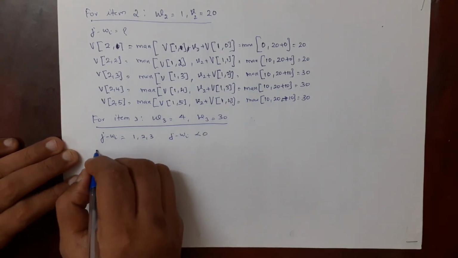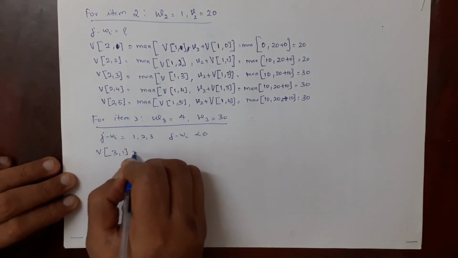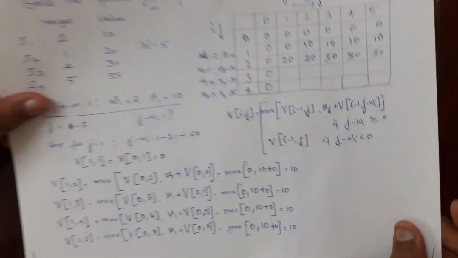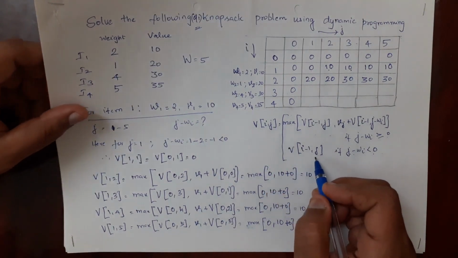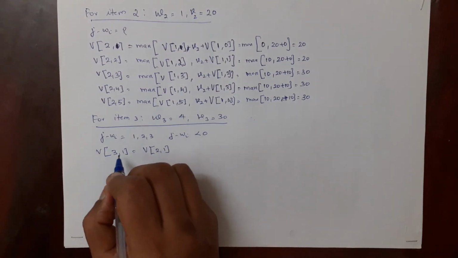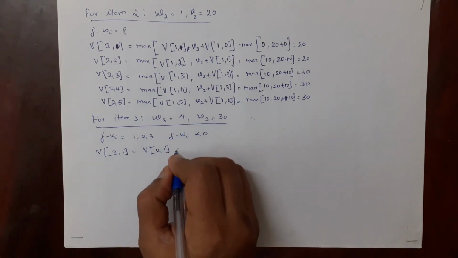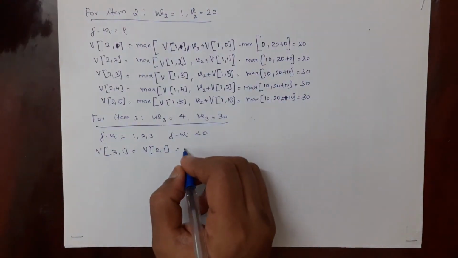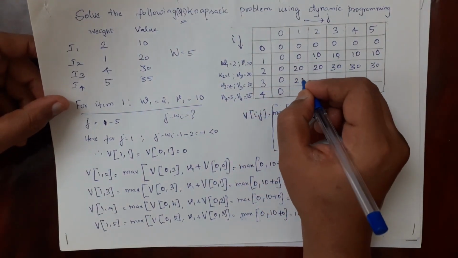So for v of 3 comma 1, based on this formula, when j minus wi is less than 0, v of i comma j is equal to v of i minus 1 comma j. So v of 3 comma 1 is equal to v of 2 comma 1, because j value 1 minus 4 is minus 3, which is less than 0. So v of 2 comma 1 is 20. Fill this 20 here, for 3 comma 1.